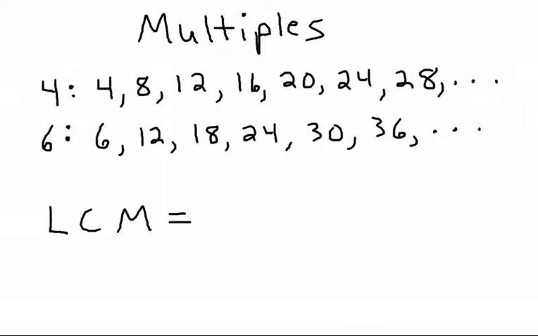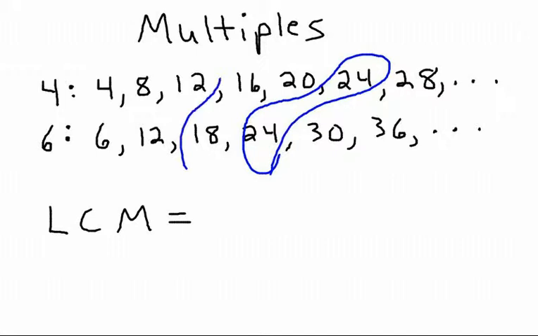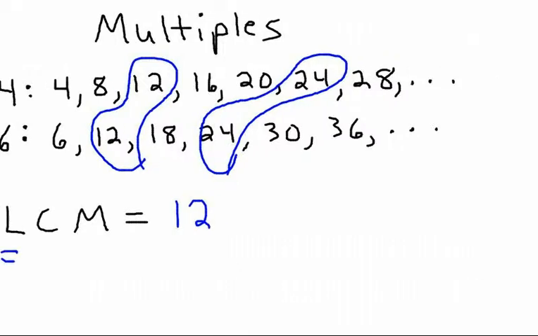So if I want to find the least common multiple, I'm looking for the least, or the smallest, common multiple. So now I look here and I see a common multiple of 24 and I see a common multiple of 12. Those are both common multiples, but I want the least common multiple, so I want to write down the number 12. The smallest number that both 4 and 6 will go into. That's called the least common multiple.